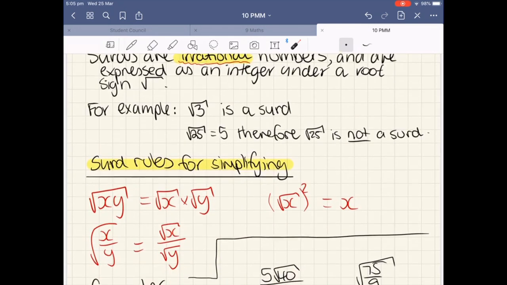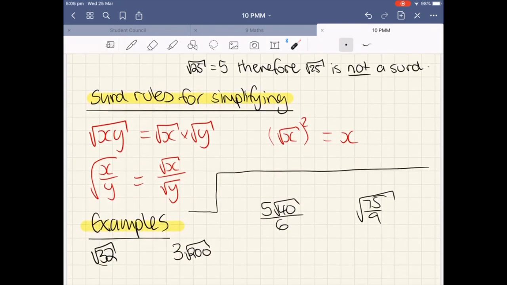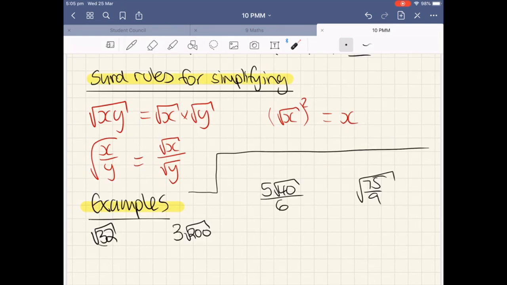All right, let's get started on some surd rules for simplifying. These rules here in red are going to make our life a lot easier to do these examples down the bottom. Here we've got our product rule, our quotient rule, and our rule up here that says the root of x all squared is equal to x. First of all, if we have the product xy, that's root x times root y. If we have x divided by y square rooted, that's the same as root x on root y. And as I just said, the square root of x squared is equal to x.